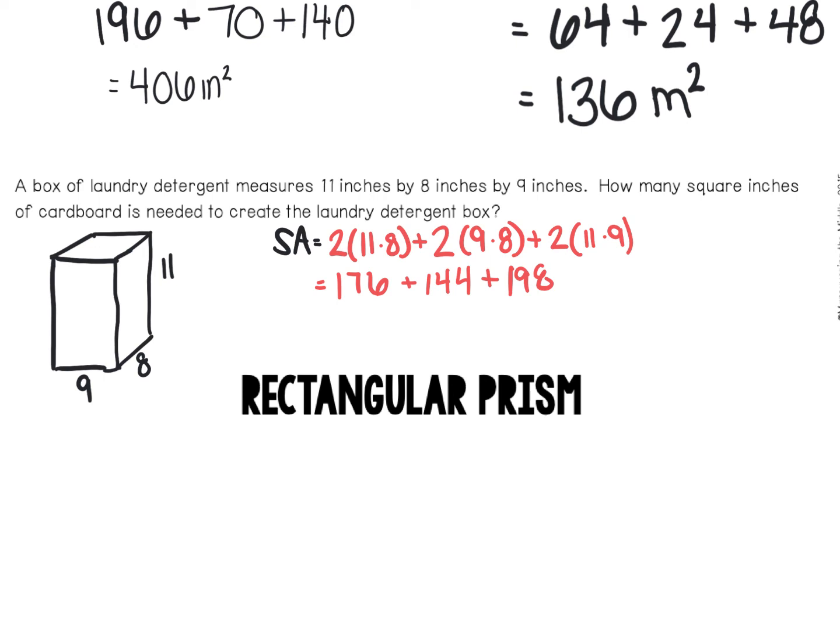518. I think 518 is right. 518 square inches. So that tells us that we need 518 square inches of cardboard for that one. That seems like a lot of cardboard, but it's square inches, so that's probably accurate.